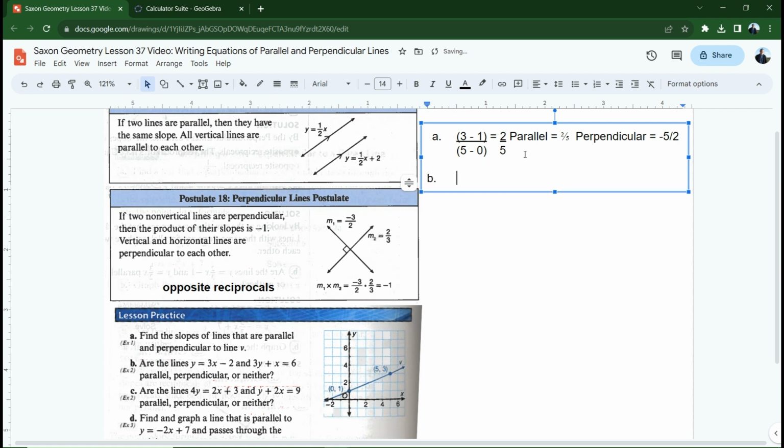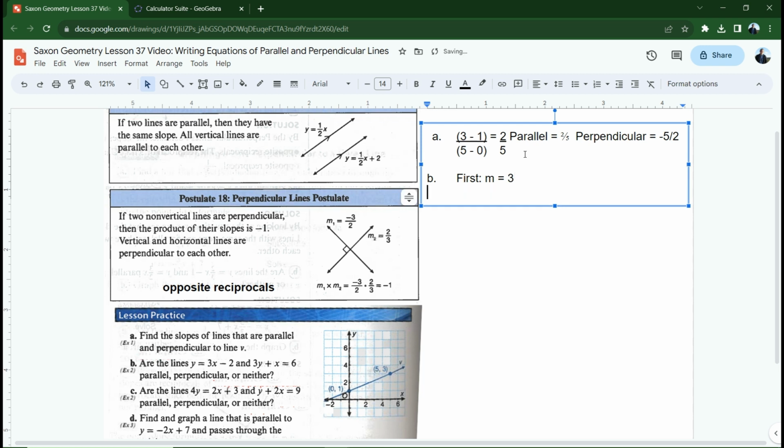In letter B, it asks, are the lines y equals 3x minus 2 and 3y plus x equals 6 parallel, perpendicular, or neither? I need the slope of both. So for the first equation, the slope is 3 because it's in slope-intercept form, and I know the number that's multiplying x is the slope.